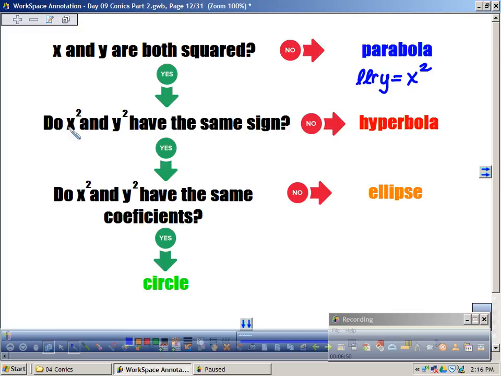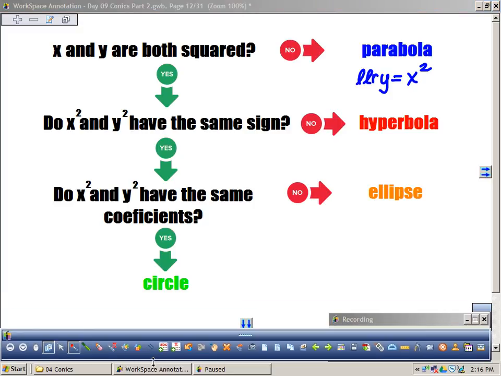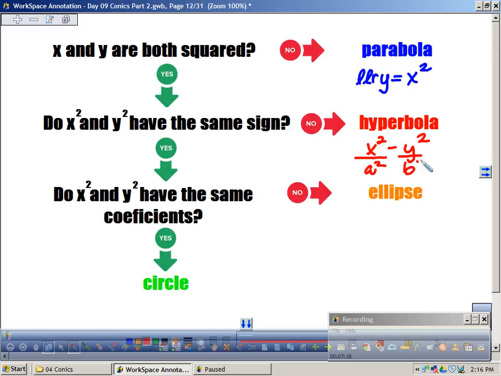All right, so what if it does? If they're both squared, then we ask ourselves, do x squared and y squared have the same sign? Because if they don't, then we have a hyperbola. In this one, y is squared, y is negative, x is positive. We don't really know what these numbers are, and that doesn't matter. They're both different, or they could be the same, doesn't matter. But what really matters is that there's a negative sign right there.